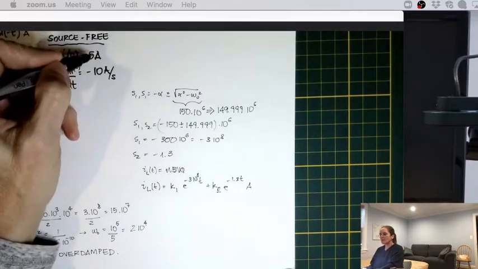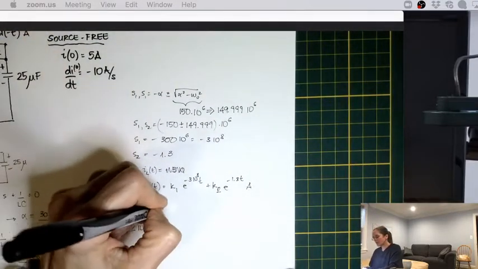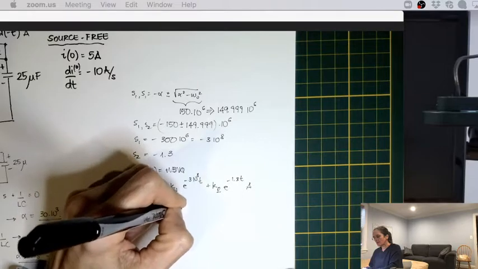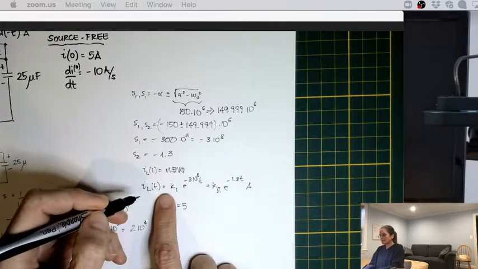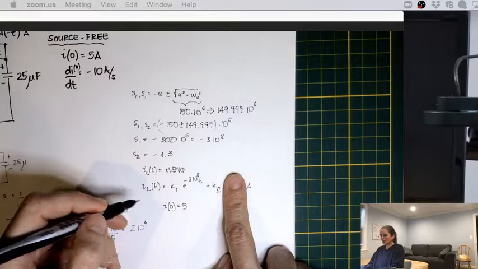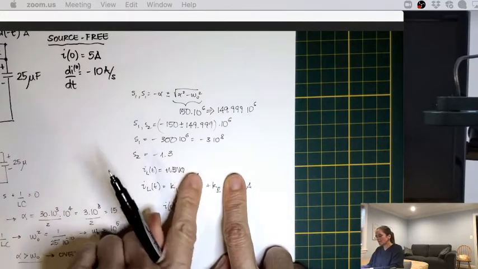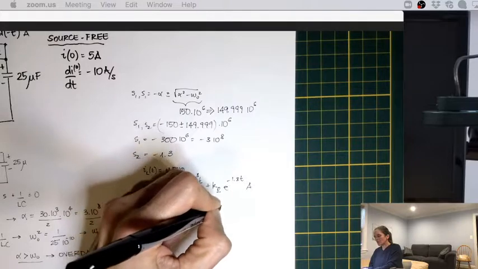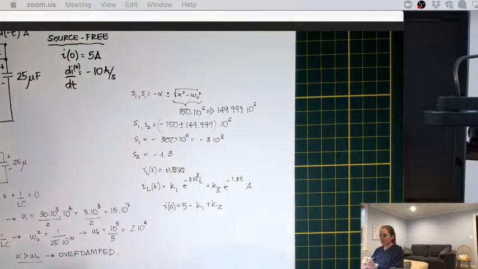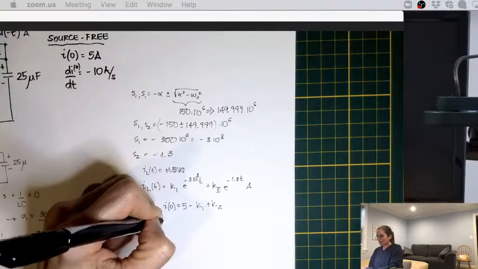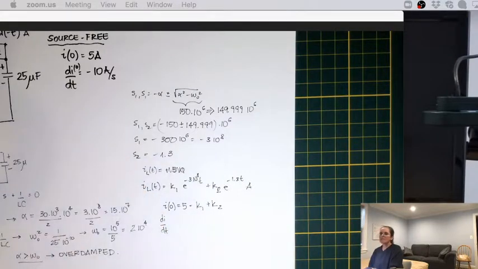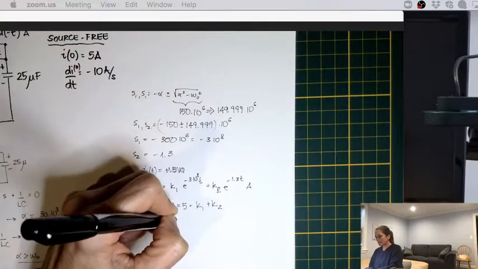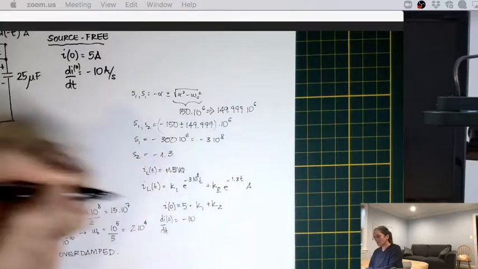So now I'm going to use 5a for I of 0. So I of 0 I know is 5. And then I substitute here for t equals 0. This goes to 1, and this goes to 1. So 5 will be K1 plus K2. The second equation is that the derivative of the current at 0 is 10, or minus 10, sorry.